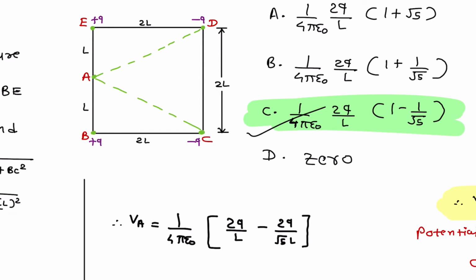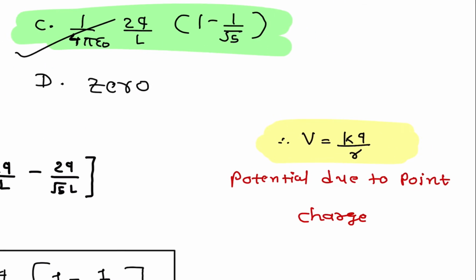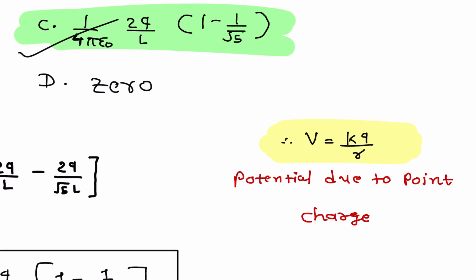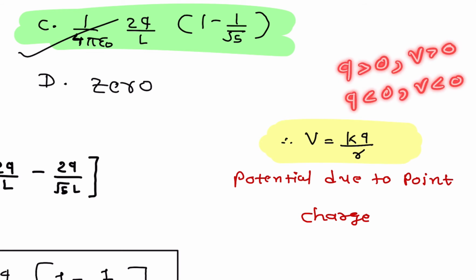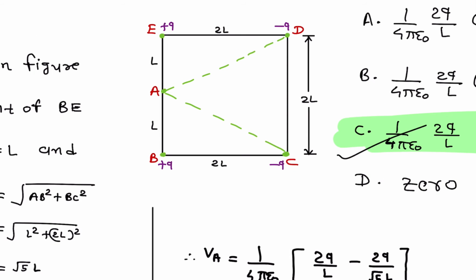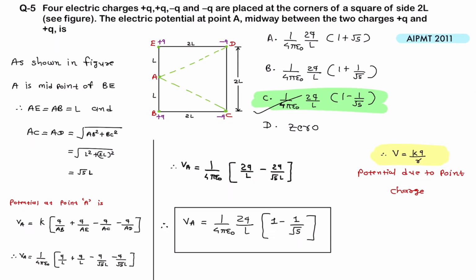Now the potential due to a point charge, V is equal to KQ by R, where R is the distance and K is the Coulomb's constant. If Q is greater than 0, that means Q is positive, V is also positive. If Q is less than 0, V is also less than 0. So due to the plus Q charges placed at point B and point D, the potential is positive.